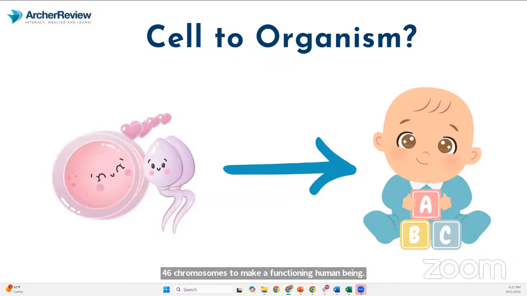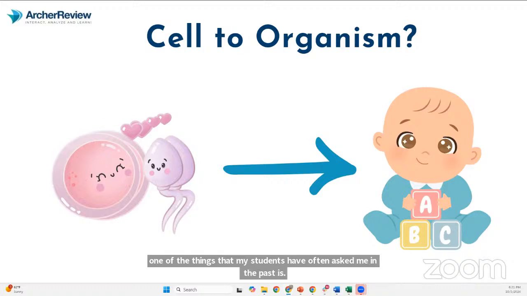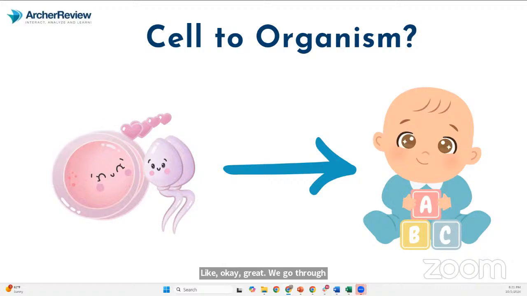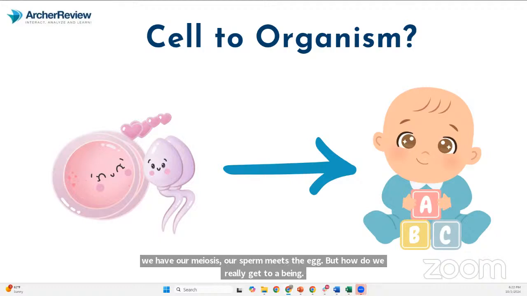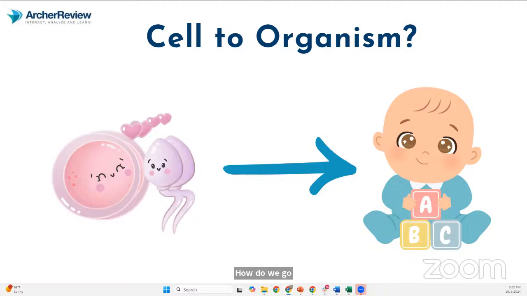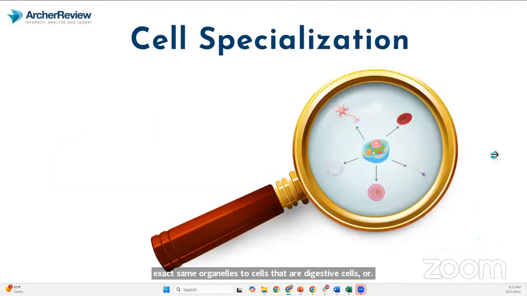So one of the things that my students have often asked me in the past is, okay, great, we go through cell division, we have our meiosis, our sperm meets the egg, but how do we really get to a being? How do we go from all of these cells that have all the exact same organelles to cells that are digestive cells or nerve cells or things like that? And that's our next little topic here.